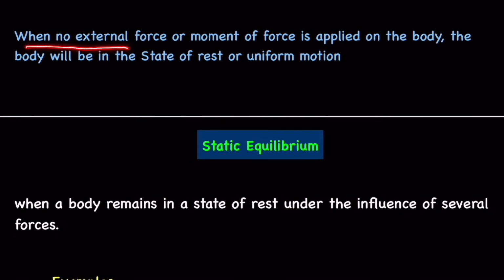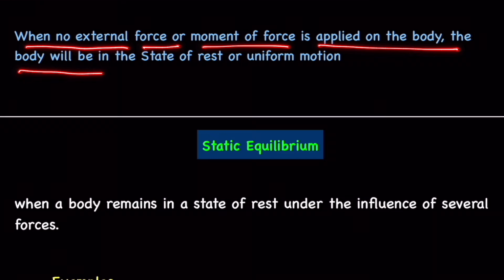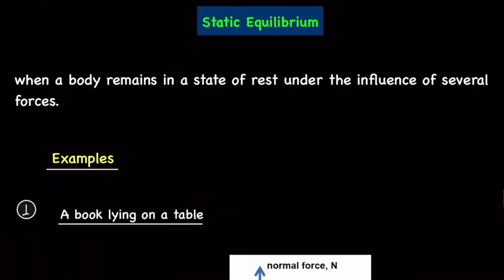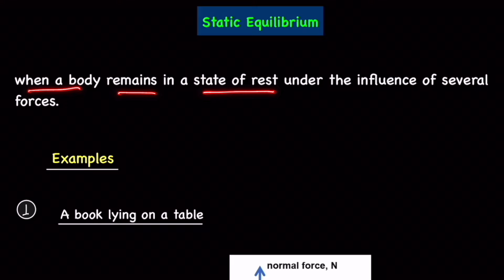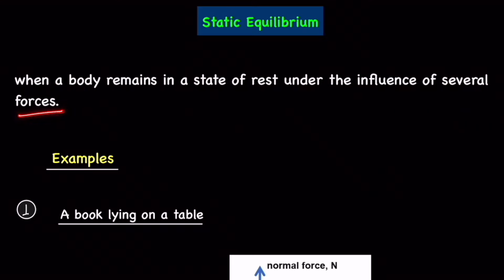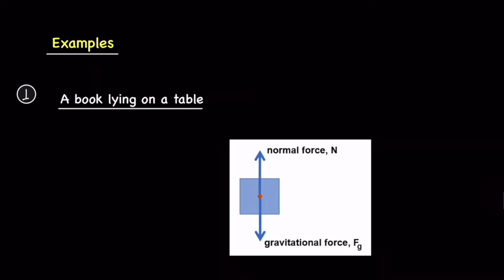When no external force or moment of force is applied, the body will be in a state of rest or uniform motion. So what is the definition of static equilibrium? When a body remains in a state of rest under the influence of several forces. For example, as I previously told you, a book lying on the table. Two forces are acting on it.